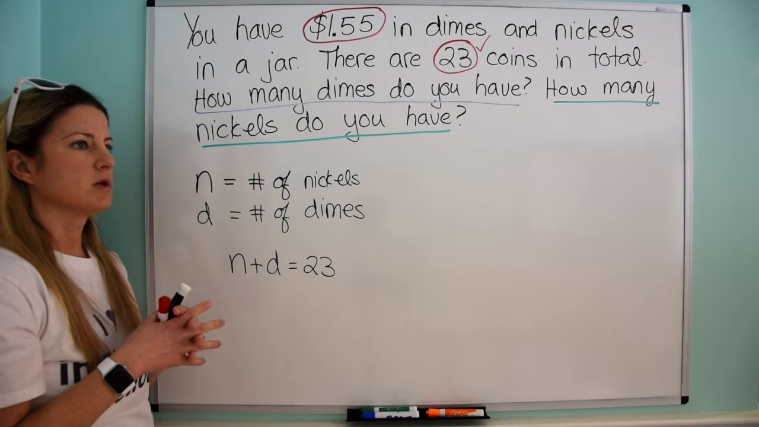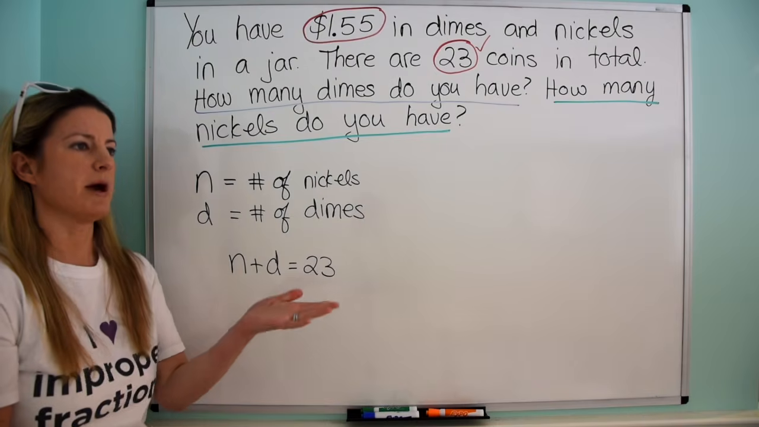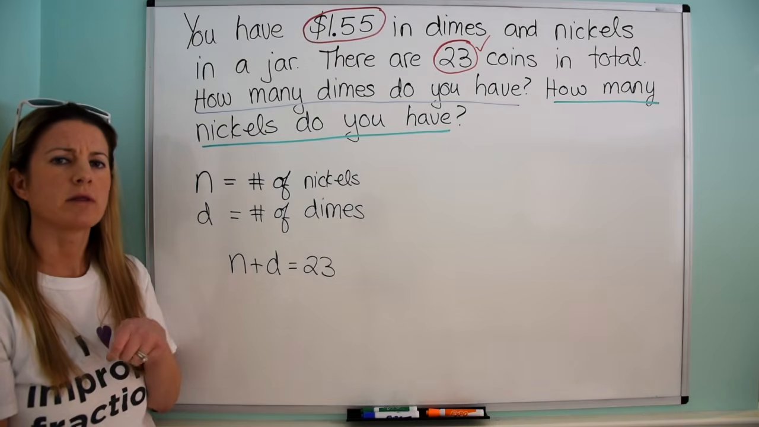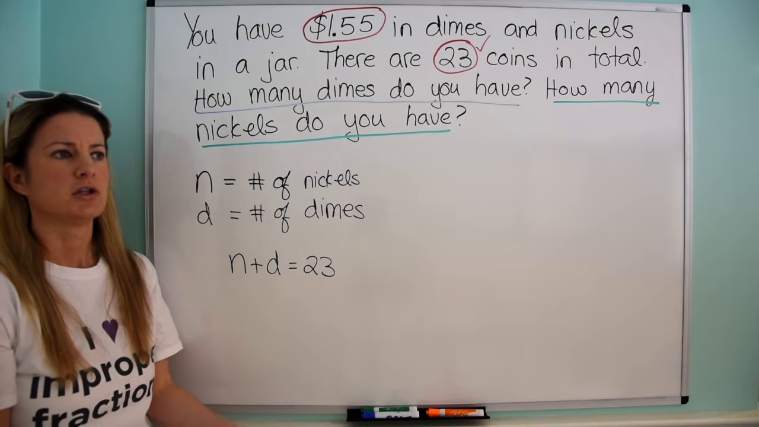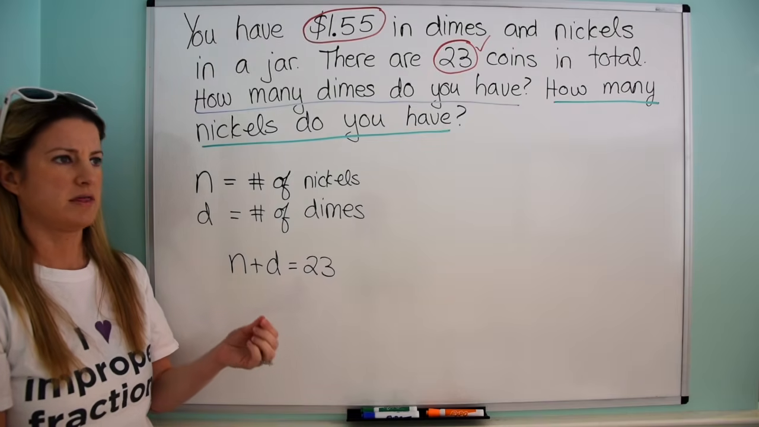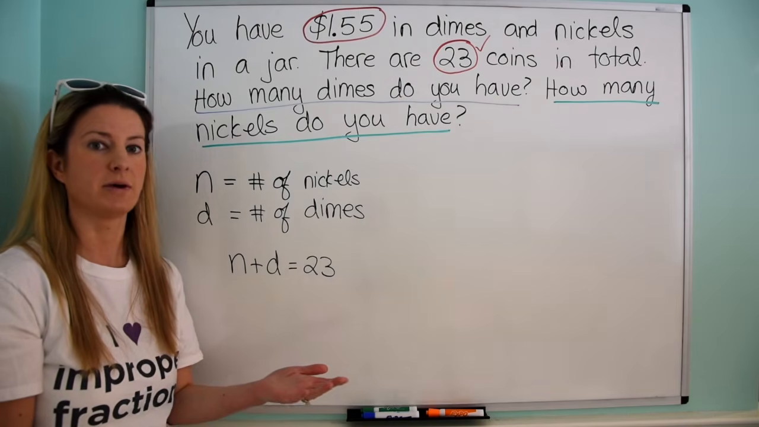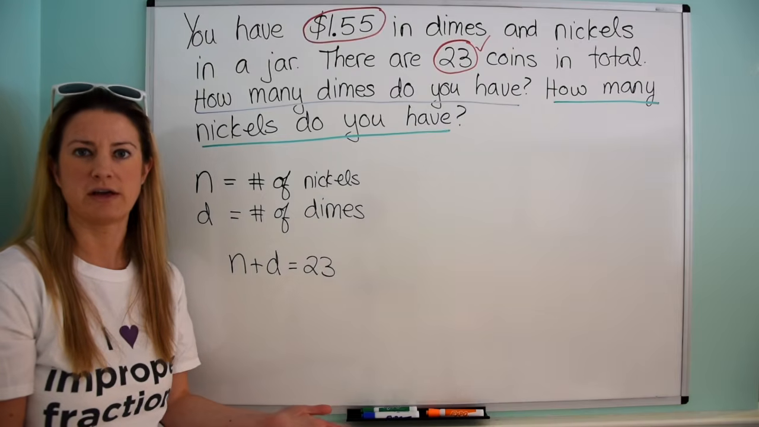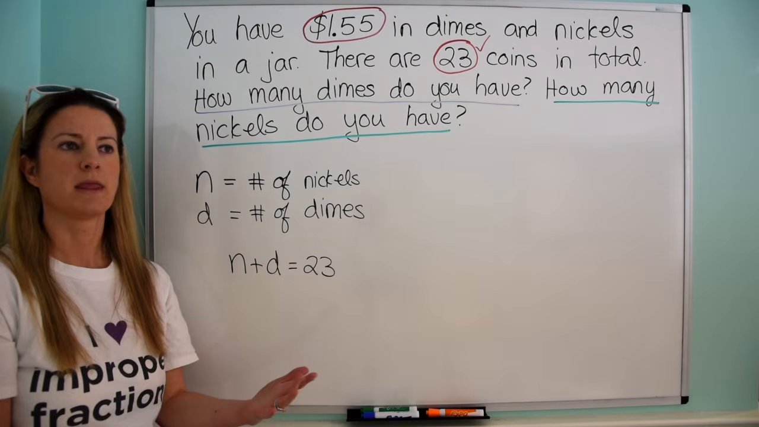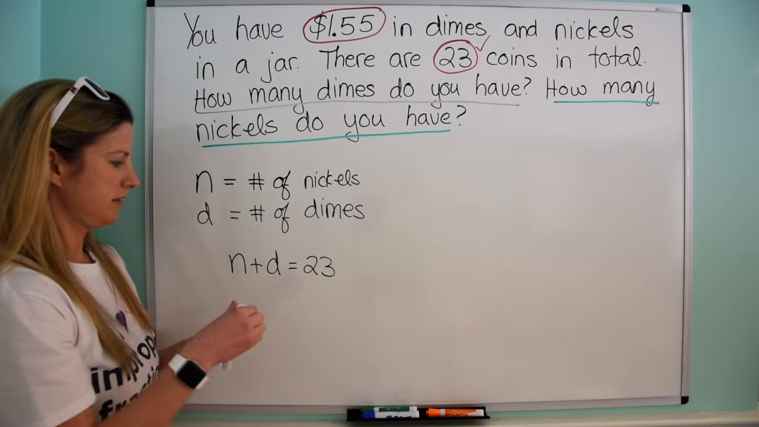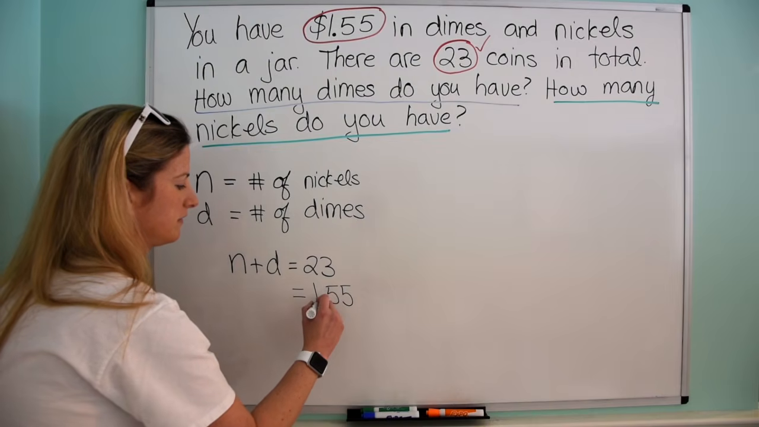Okay, so 155 is going to be the value of the coins that I have, right? So think about it. How much is a dime worth? 10 cents or $0.10, right? If you think about it, the amount of dimes I have, if I multiply that by 0.1, that will give me the dollar value for the dimes that I have. And the same with the nickels, except it's 0.05. So I know that it's going to equal 155, okay, $1.55.